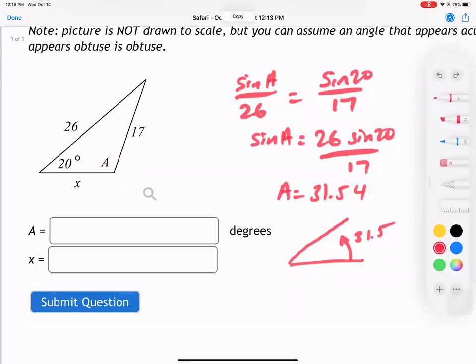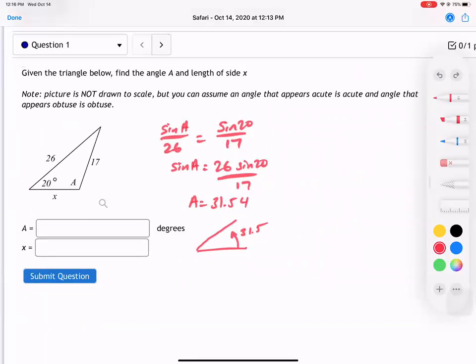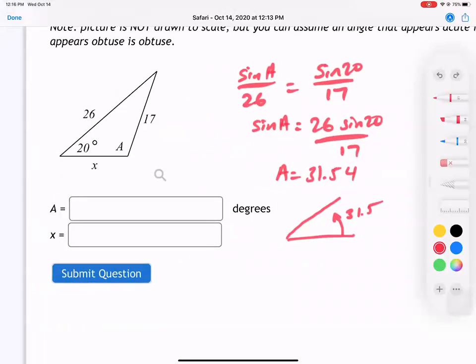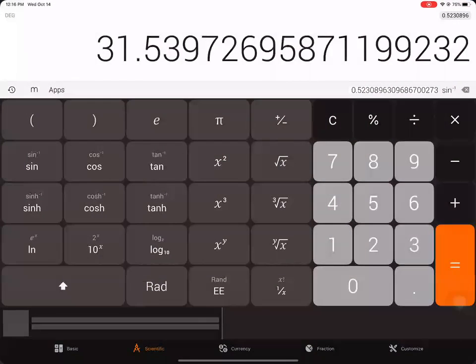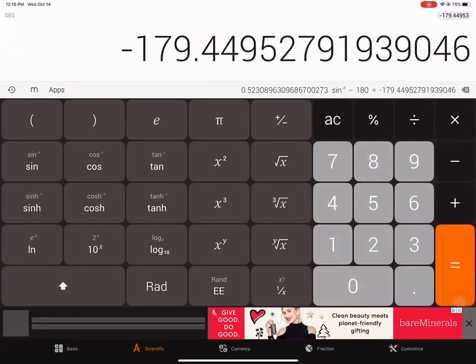So let's go ahead and read the prompt. This is something I should have done too. The picture is not drawn to scale. Duh, thanks. But you can assume that an angle that appears acute is acute, and an angle that appears obtuse is obtuse. And angle A looks like it had too many Dunkin' Donuts, and it is pretty obtuse. So how do we get from this angle to this angle? Folks, it's as simple as subtracting from 180. So you have that angle already, minus 180. Oops.